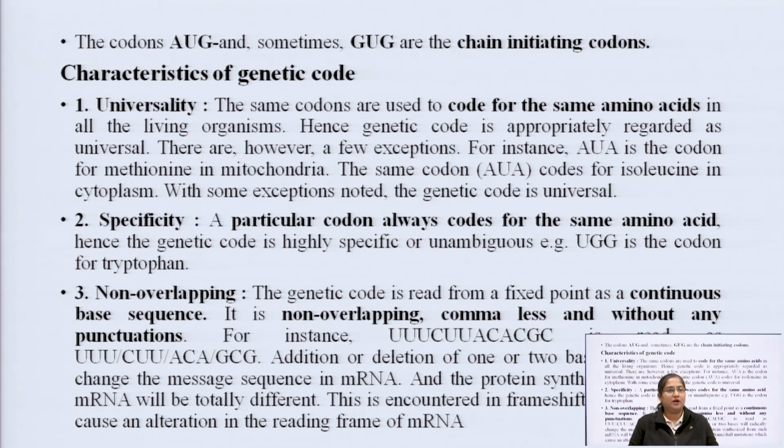We are going to read it out in triplets, 3 bases per codon. Like we read it out as UUU, CUU, ACA, GCG, or CGC, whatever the sequence will be. So like that we are going to read it out in the form of 3, 3.